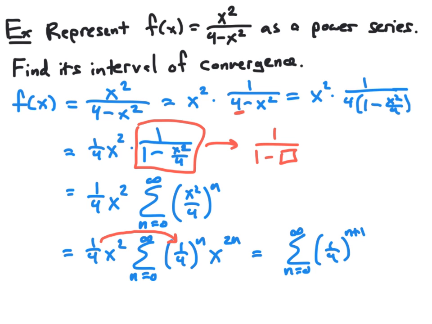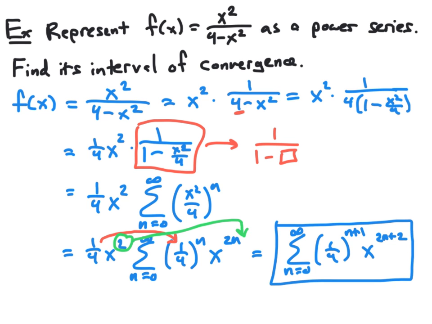Now we have x squared out here, and we can bring that inside as well using an algebraic property, and that would add to our exponent of x. So now we have x to the 2n plus 2. And so this is our power series representation for our function x squared over 4 minus x squared. We have the series from n equals 0 to infinity of 1/4 to the n plus 1 times x to the 2n plus 2.